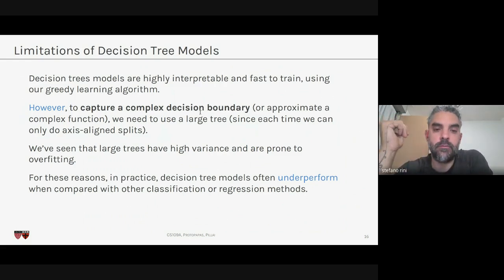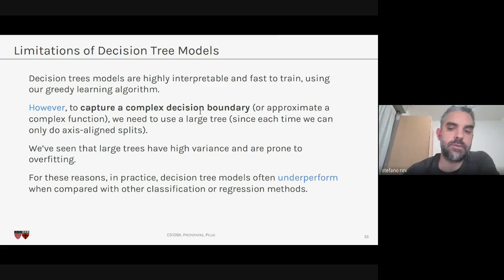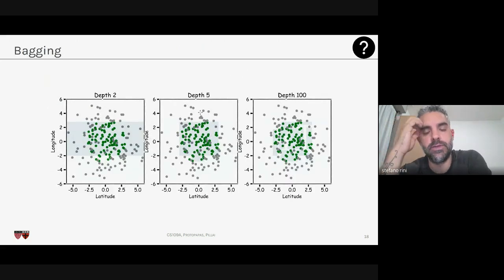Of course, they are prone to overfitting, and so in practice, decision trees often do not outperform other classification and regression methods. Okay, so if you compare, for example, with a classification DNN, of course, the classification DNN is going to be better. Okay, so we have a model that we like. It's interpretable. But it has this type of issues. So what can we do in order to reduce the issues?